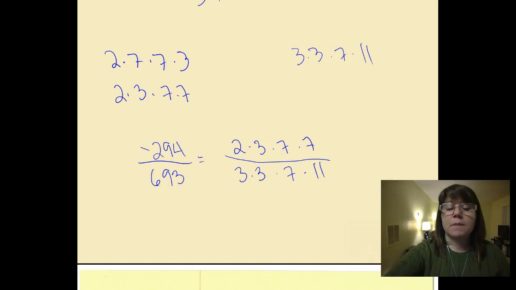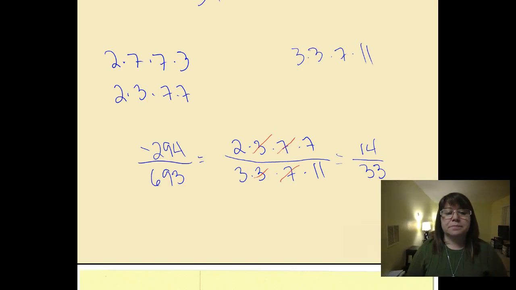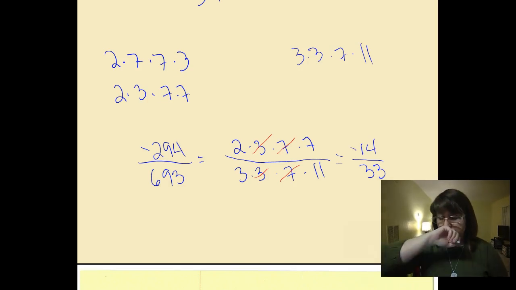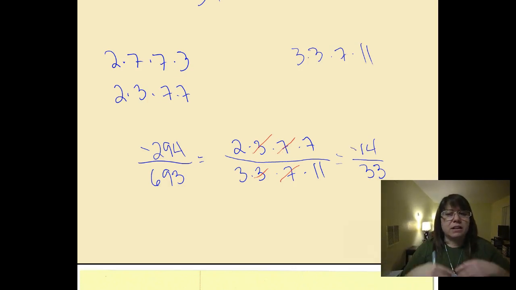Whatever they have in common, they both have a 3, those cancel out. They both have a 7, those cancel out. So I am left with 2 times 7 is 14, 3 times 11 is 33. I almost forgot the 294 was negative, so I do have to make the 14 negative. You can't just forget your negatives.